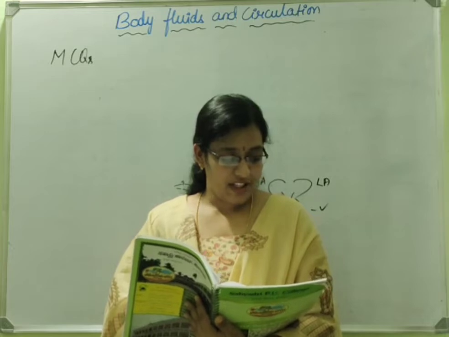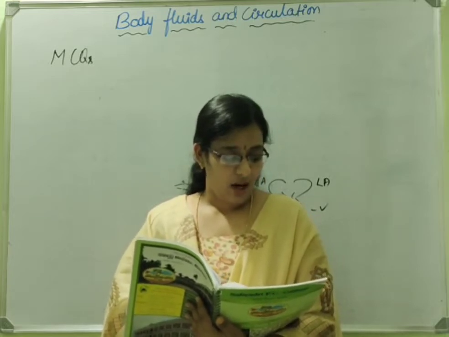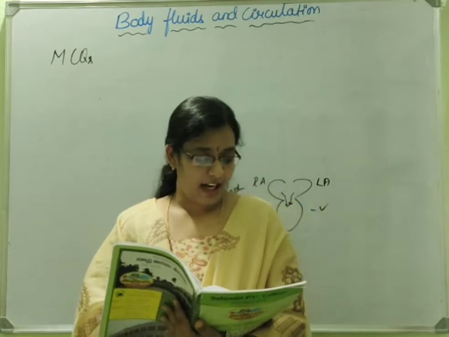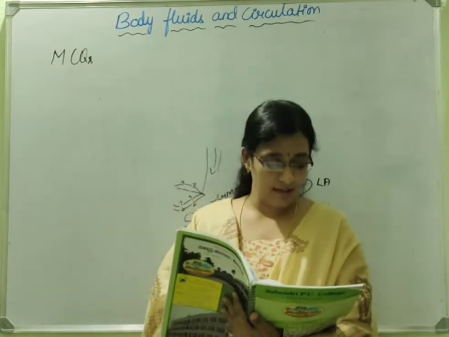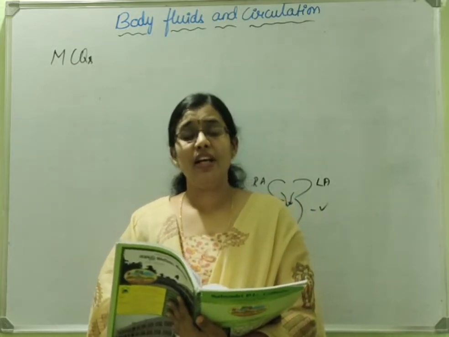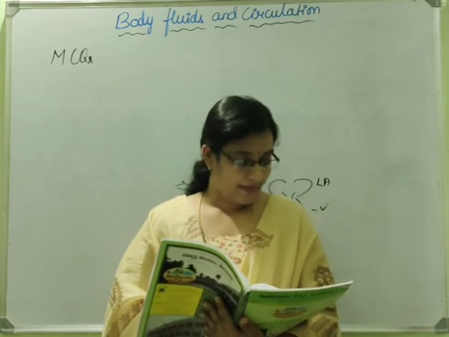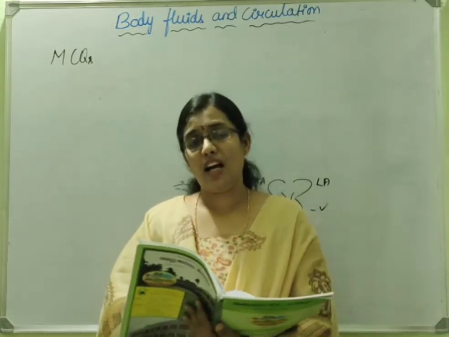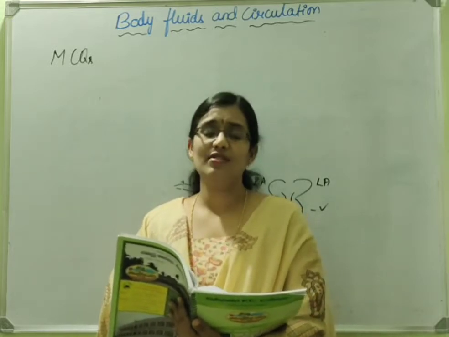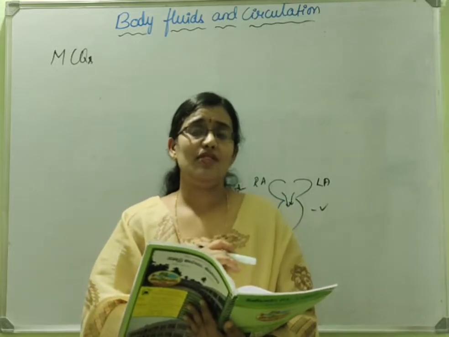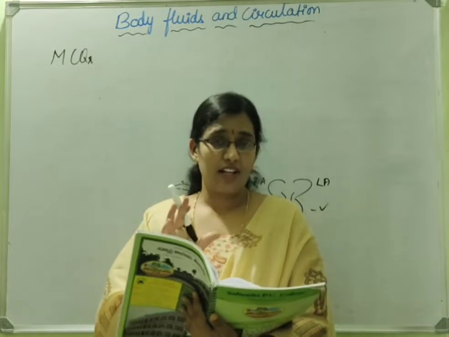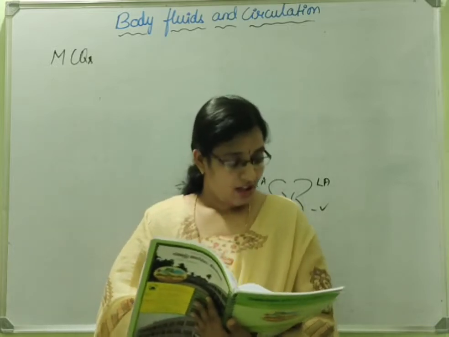Next question, the bulk of heart wall is option A, epicardium, B, endocardium, C, myocardium, D, pericardium. So the bulk of heart wall is nothing but the myocardium, option C. It is the middle wall of the heart. You know that the heart is made up of three walls. The outer one is called epicardium, the middle one is called myocardium, and the inner one is called endocardium. So the bulk of heart wall is the myocardium, option C.